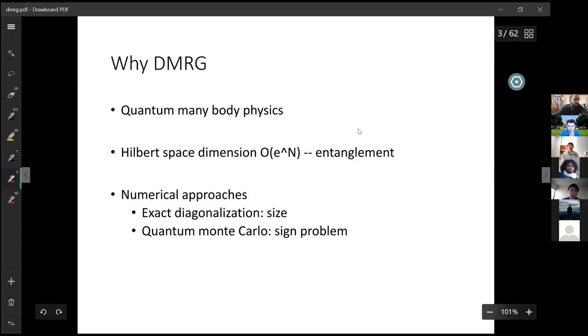What comes with this quantum many-body physics is an internal challenge, which comes from the exponentially growing Hilbert space dimension. As you include more and more degrees of freedom into the system, you need an exponentially large number of parameters to describe the state of the many-body wave function.